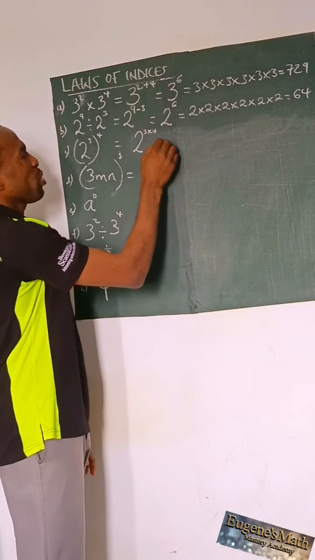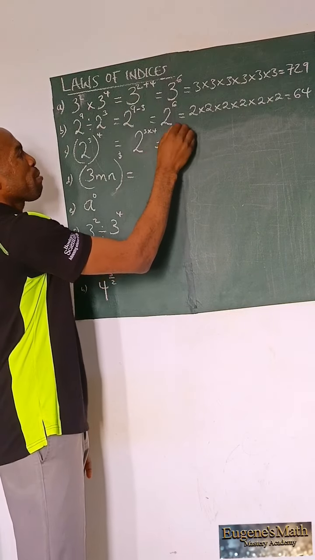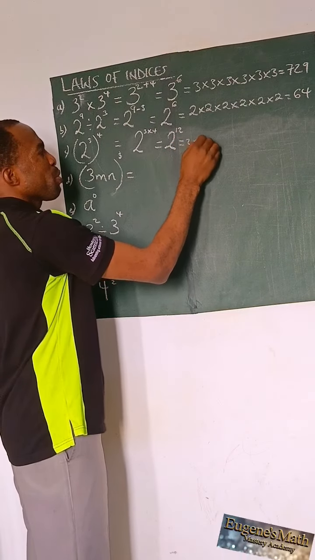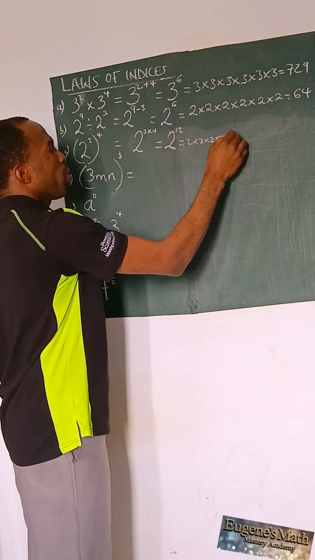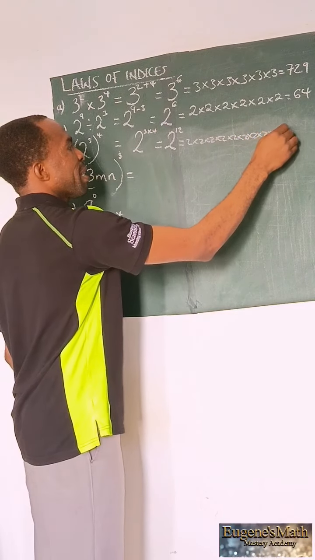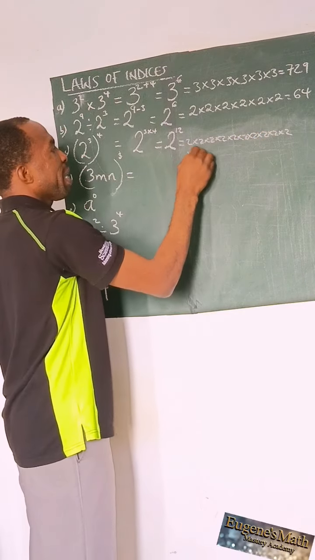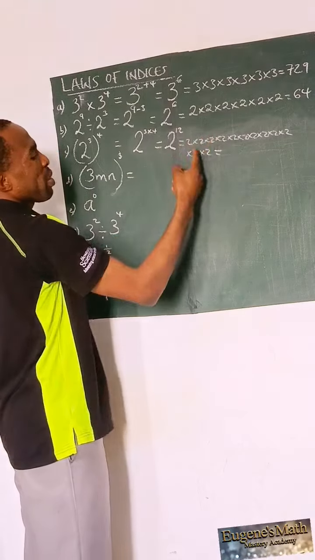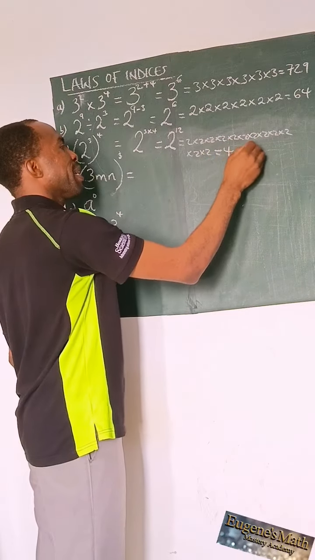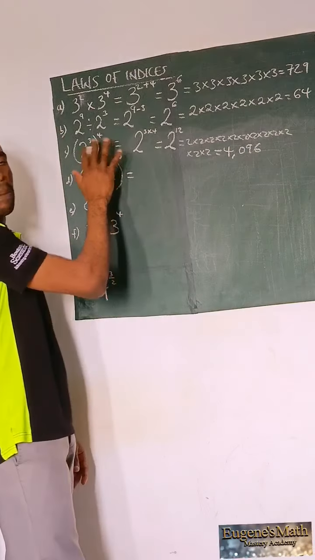Let me solve this first. So this will become 2 raised to the power 3 times 4, which is 12. So 2 raised to the power 12 means 2 times 2 times 2, 4, 5, 6, 7, 8, 9, 10, let me continue here, 11, 12. So if you multiply all of this together, you are going to get 4,096. We call this the power law.